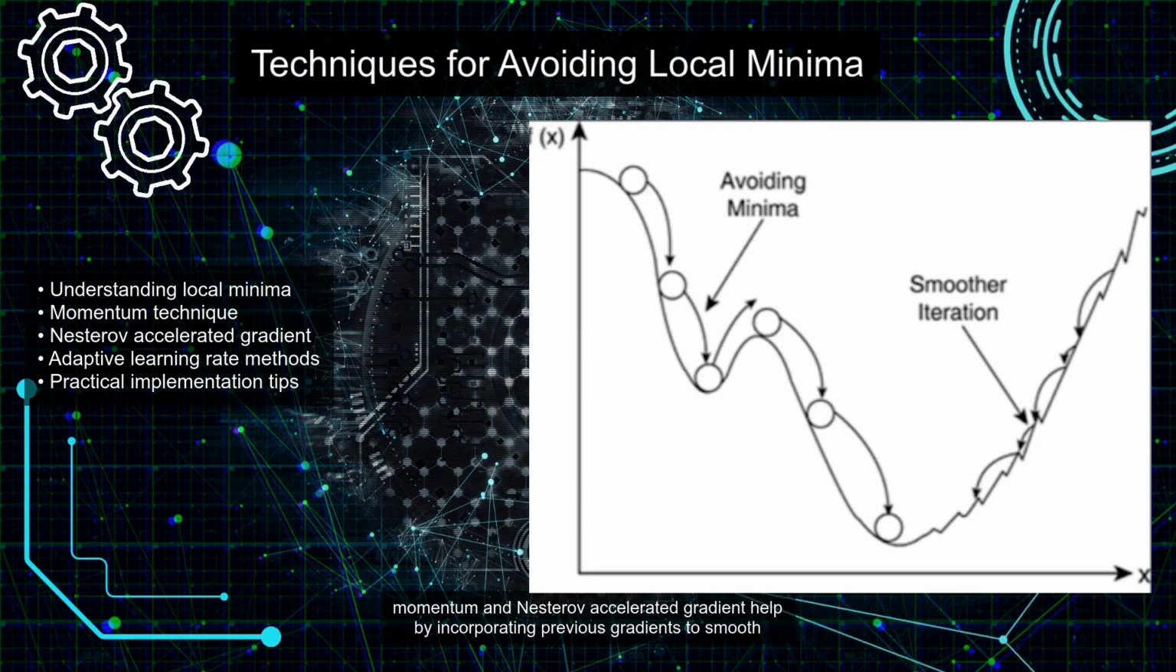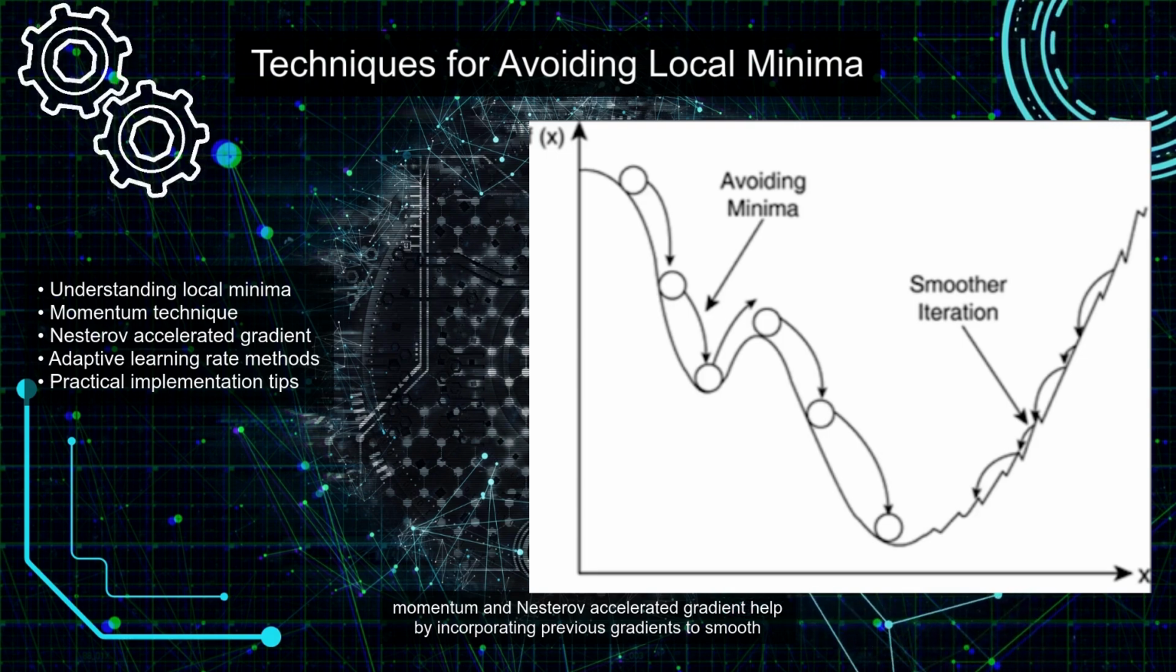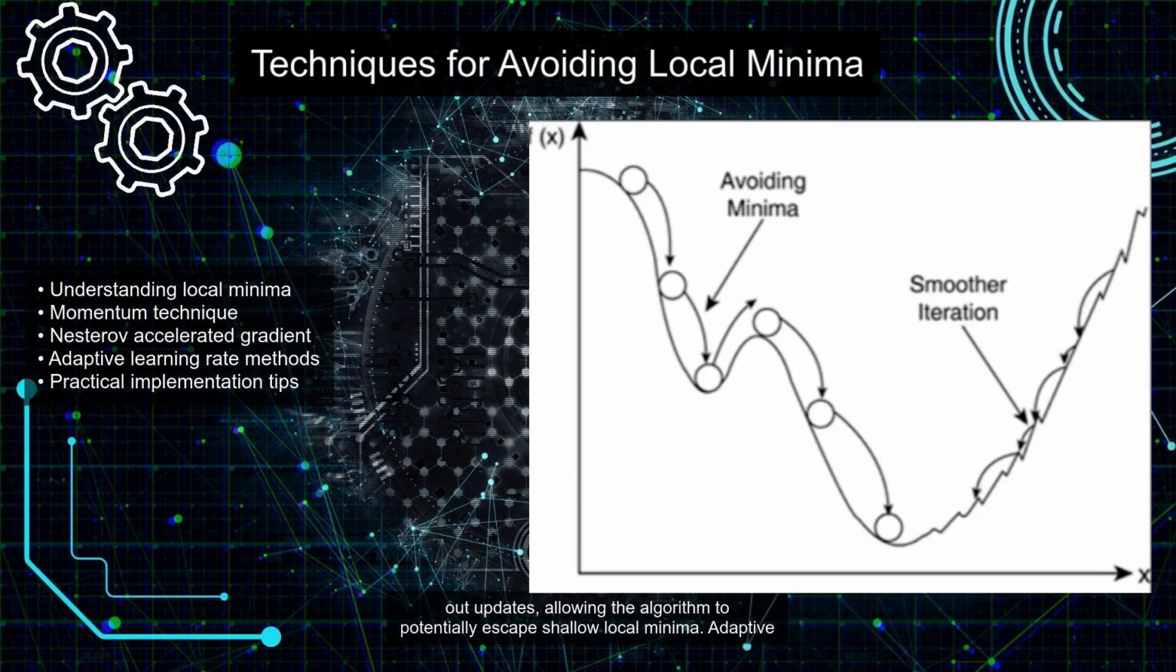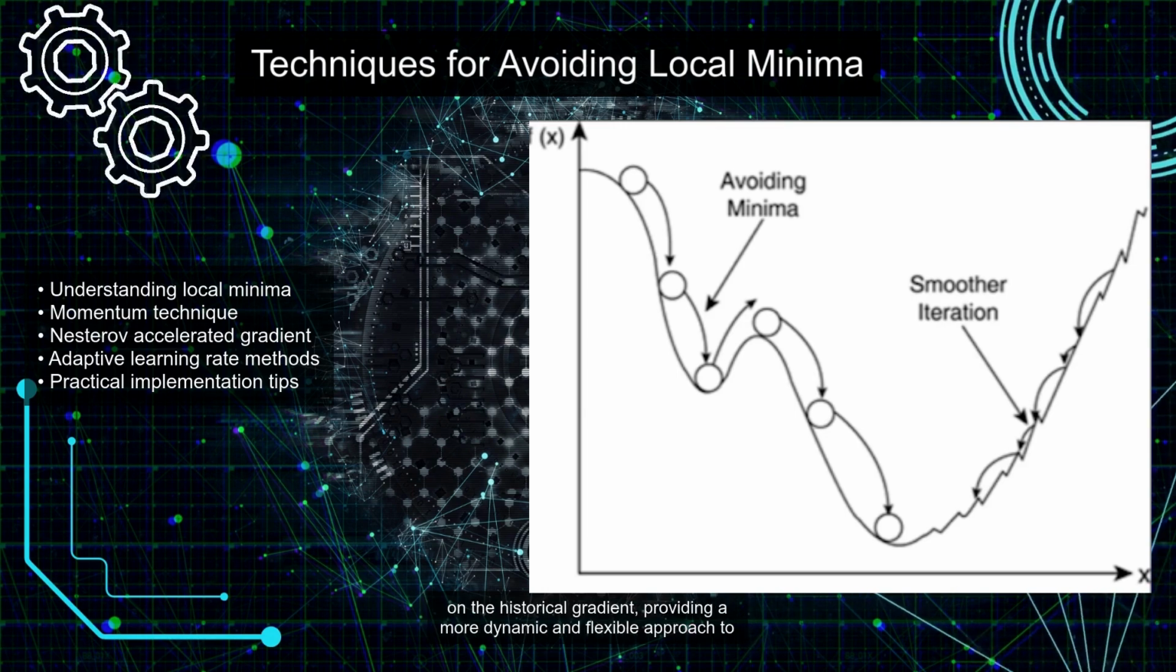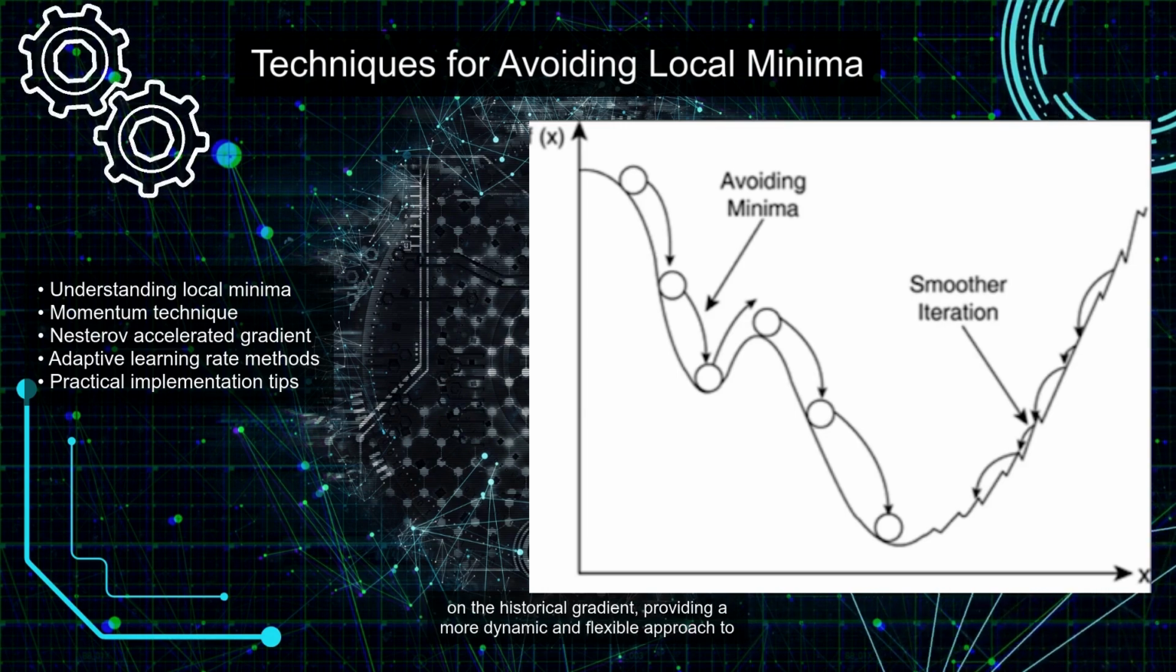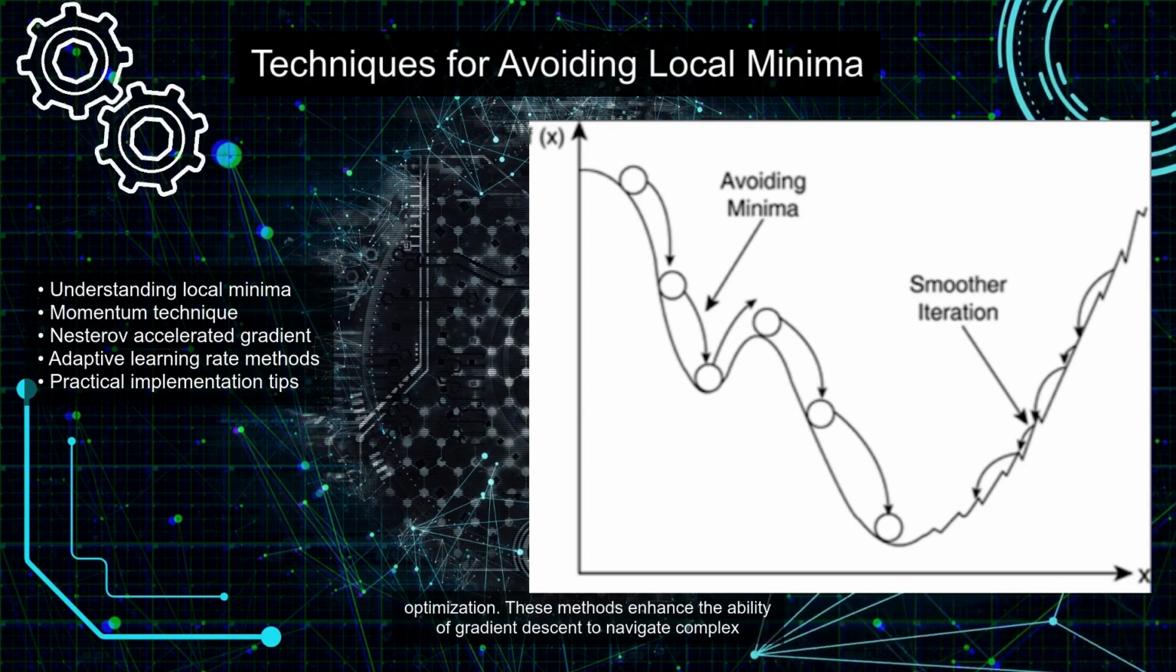Techniques such as momentum and Nesterov accelerated gradient help by incorporating previous gradients to smooth out updates, allowing the algorithm to potentially escape shallow local minima. Adaptive learning rate methods, like Adam and RMSprop, adjust the learning rate based on the historical gradient, providing a more dynamic and flexible approach to optimization.